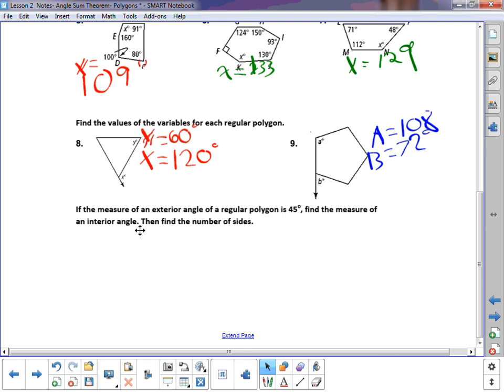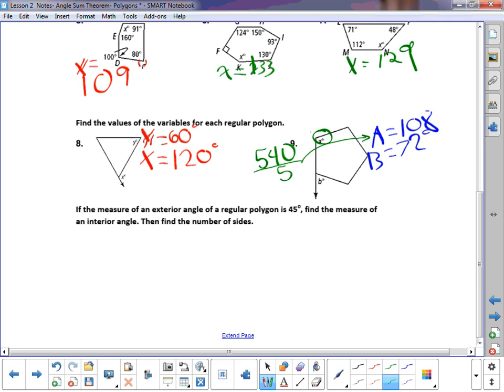A is going to be 108, so this is a pentagon. Is that what we have there? Yeah. So pentagon, and the total sum of a pentagon is 540. Divide by 5 gets me that 108. And then B is going to be supplementary to that.